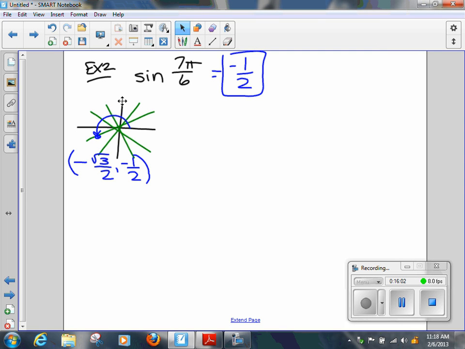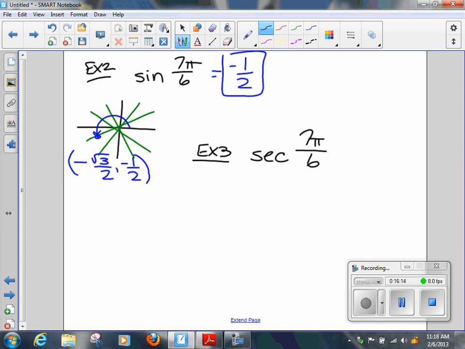How about this one? Okay? Because are they always going to be that easy? No, they're not always going to be that easy. How about this one? Same angle, but I want you to tell me the secant of 7 pi over 6. What do we do now? I want to find the secant of that angle, 7 pi over 6. What do I do, Seth? Oh, I got to find the cosine first. Why do I have to find the cosine first, Seth? Because it's the inverse of secant.